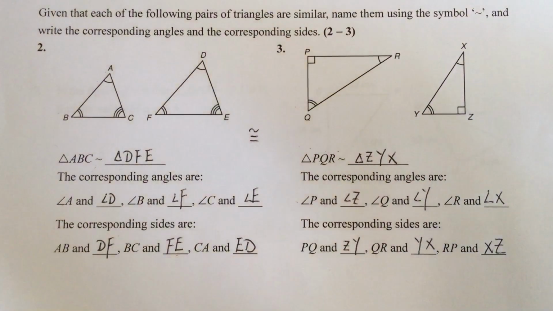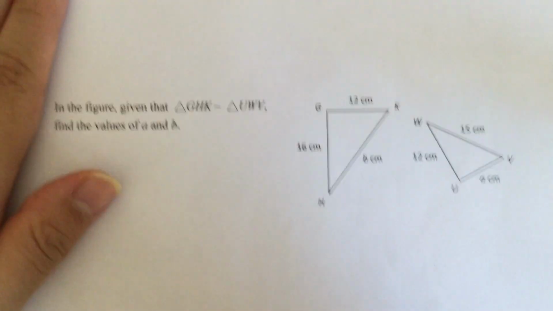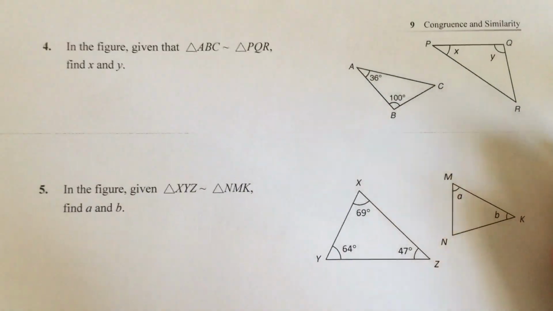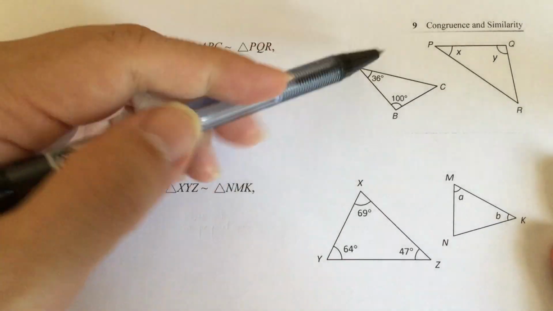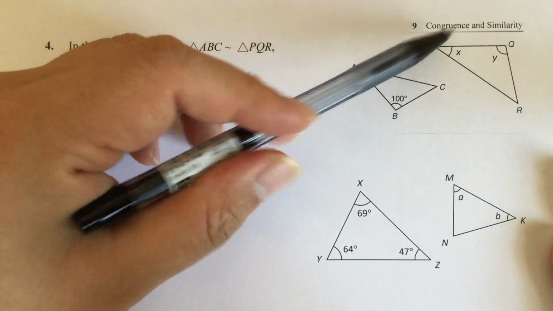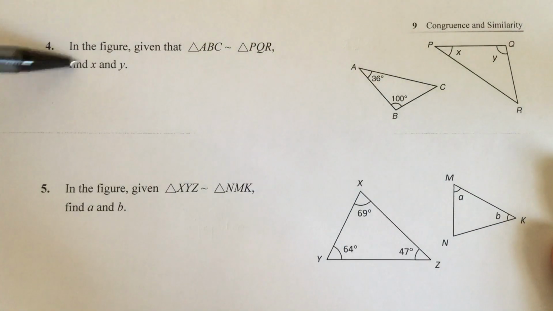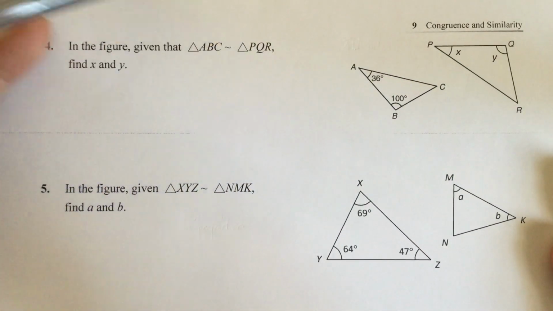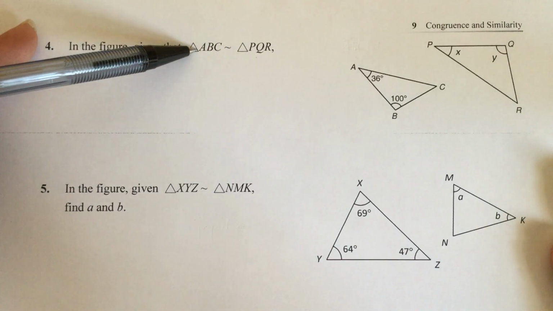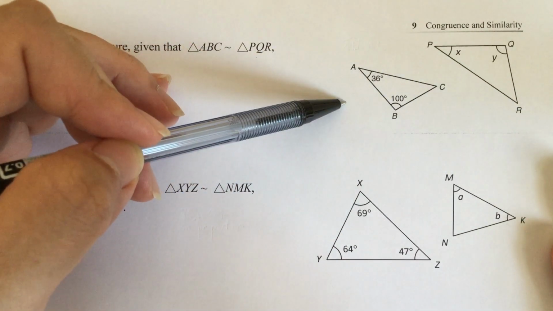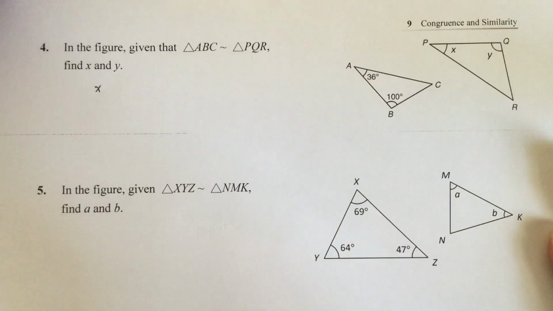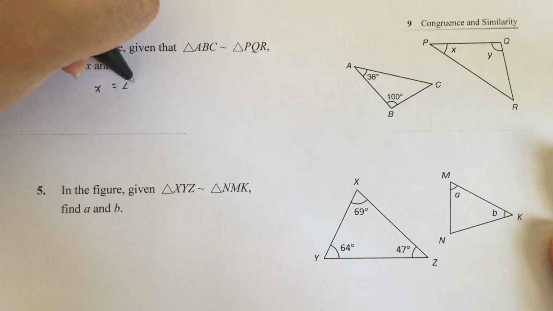Afterward, we will do some examples of finding the angles and even finding the length of similar triangles. So let's look at question 4. You will see in the figure given that triangle ABC is similar to PQR. So find X and Y. So first of all, we look at X. X is angle P. That means we are going to find that P is related to angle A. So X must be 36 degrees. So we can say X, you can write it clearly, is equal to angle QPR.